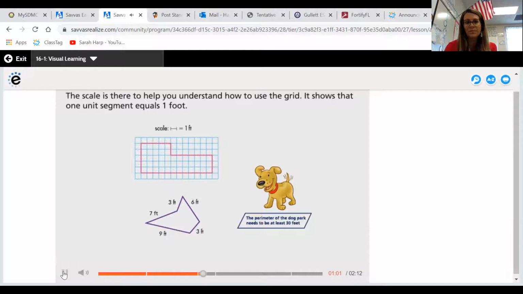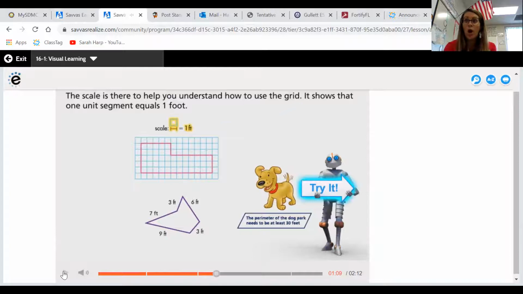The scale is there to help you understand how to use the grid. It shows that 1 unit segment equals 1 foot. It's not always going to equal 1 foot. So that's why if there's a scale, it's so important to pay attention to what measurement they're talking about, okay? So let's go ahead and see what's our next step after we look at that scale?